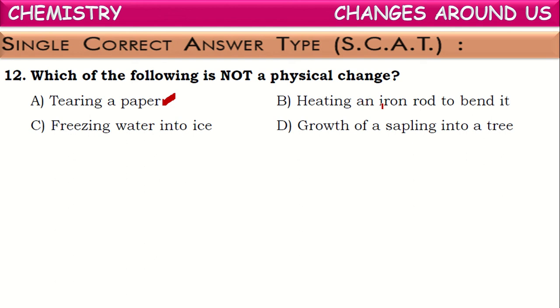Next, heating of an iron rod to bend it. When you heat an iron rod, it becomes easy to bend it. Even after heating, its chemical composition does not change. So it also comes under physical change because after cooling, it again becomes hard. Next, freezing of water into ice. What happens when water is frozen? It becomes ice, from liquid state converted into solid state. Only its physical state changes, liquid to solid. But before and after the change, the chemical composition of water remains the same. So it also comes under physical change.